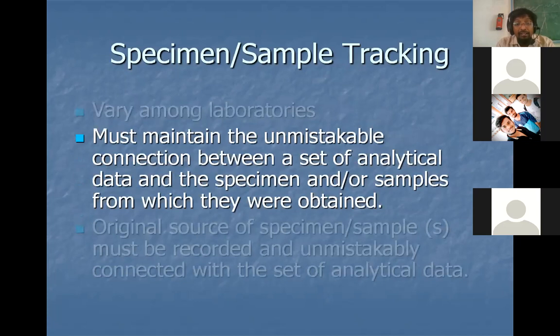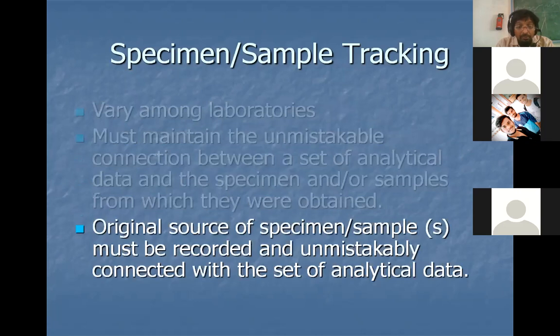They must maintain the unmistakable connection between a set of analytical data and the specimen or samples from which that particular data is obtained. The original source of the specimen or the sample must be recorded unmistakably. Okay, so the source of the data must be recorded unmistakably and connected with a set of analytical data.